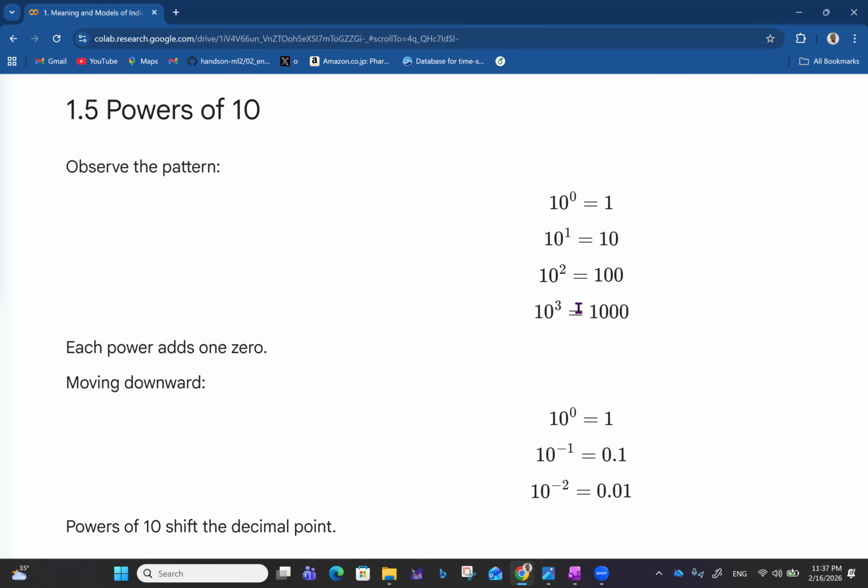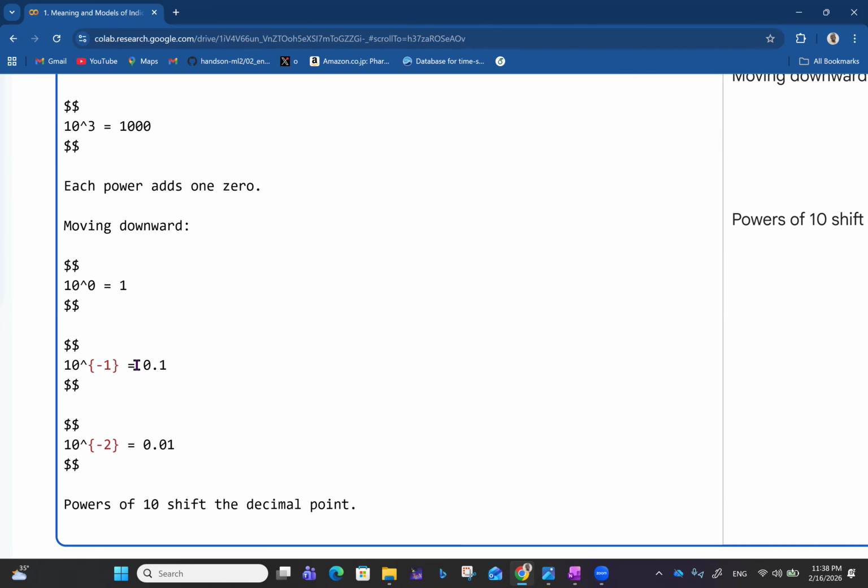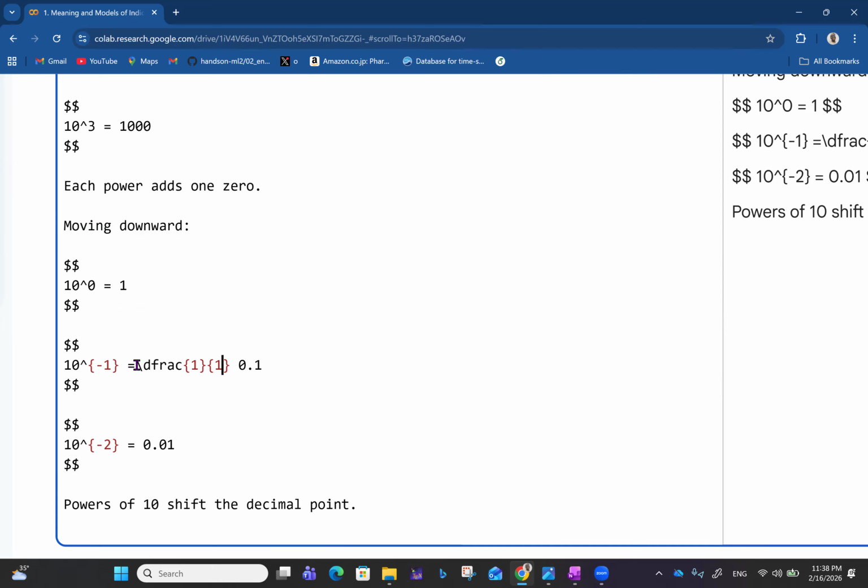If you move downward, it means you're dividing by 10. We saw 10 raised to power 0 is 1, so the next level below 1 will be 10 raised to power minus 1. That means 1 divided by 10, which is 0.1. I think it's important to show that, just to be detailed. So we have 1 over 10, and that is equal to this.